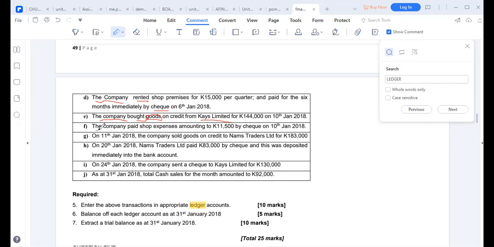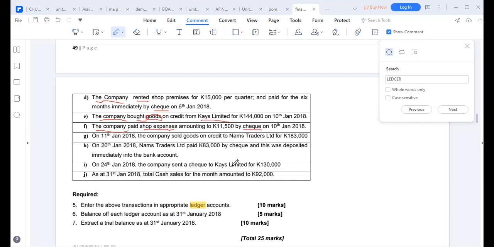Okay. Let us look at this one. So in short, I want you to get used to how to identify the accounts and how to enter them in the ledger accounts. Once you are able to do this, it means that everything is a walkover. Number F, the company paid shop expenses amounting to 11,500 by check. What are the two accounts? Help me. Anyone can give me? Expenses and bank accounts. We have shop expenses, it is an account, and the bank account is another account.